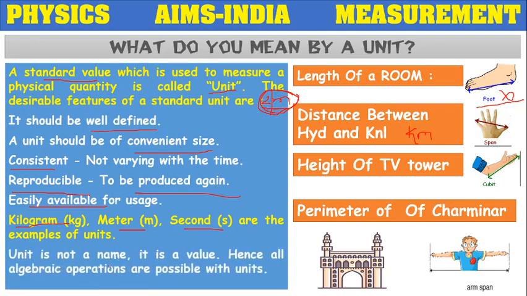Actually, a unit is not a name, it's a value. So all algebraic operations are possible with the units. Now we have 2 plus 3 equal to 5. With numbers, algebraic operations are possible. In the same way, meter plus meter is equal to 2 meter. Meter plus meter equal to 2 meter, or centimeter into centimeter, centimeter square. Like numbers, for units also all kinds of algebraic operations are possible.